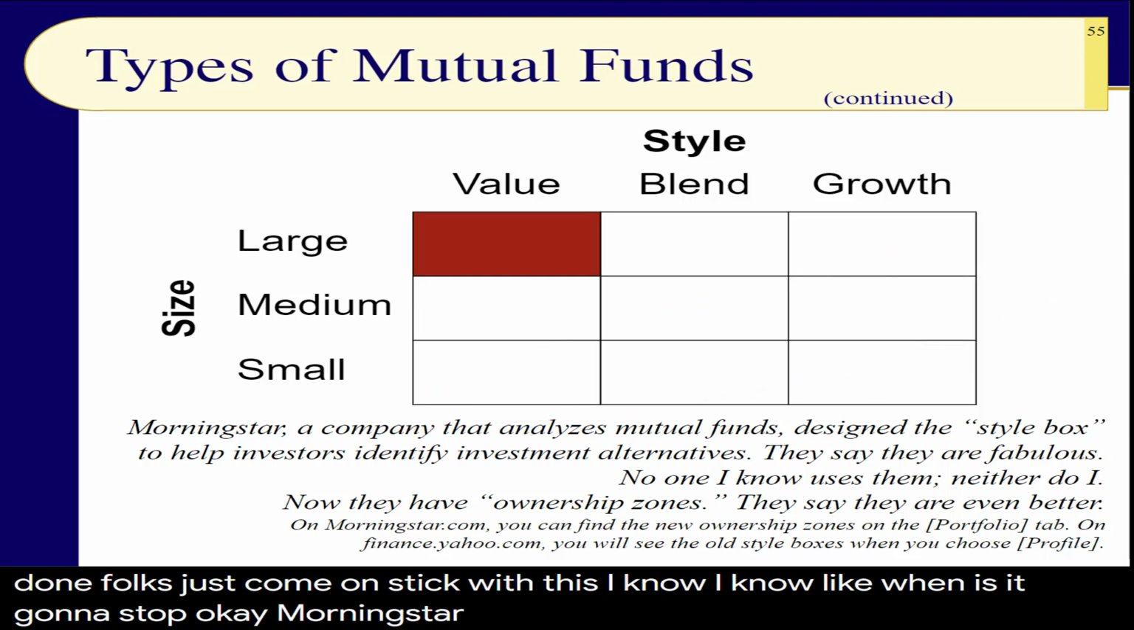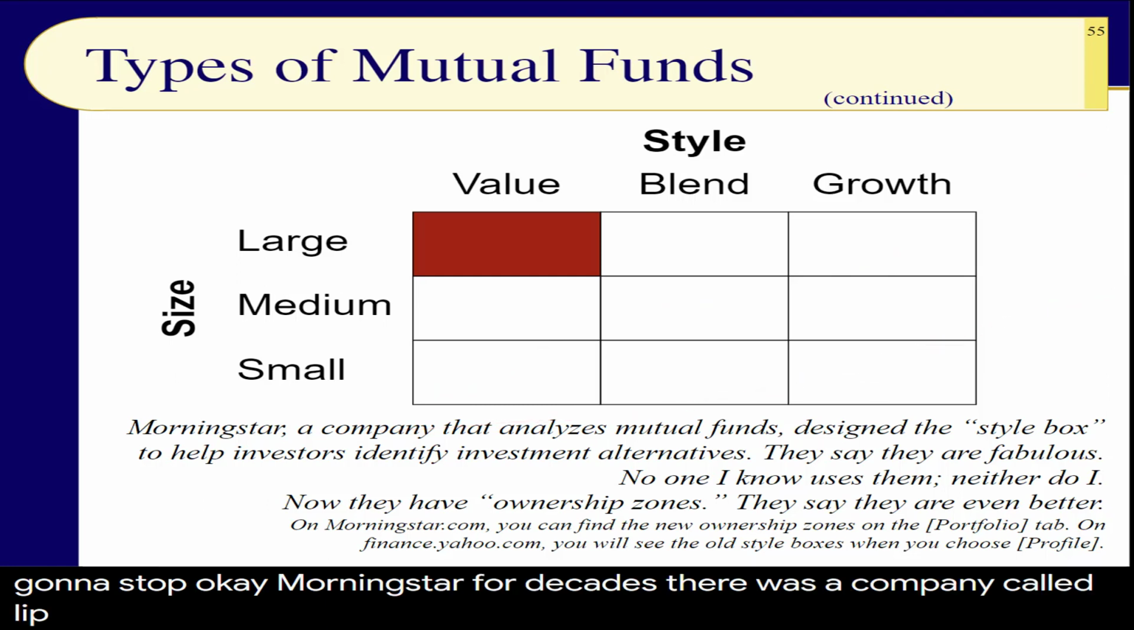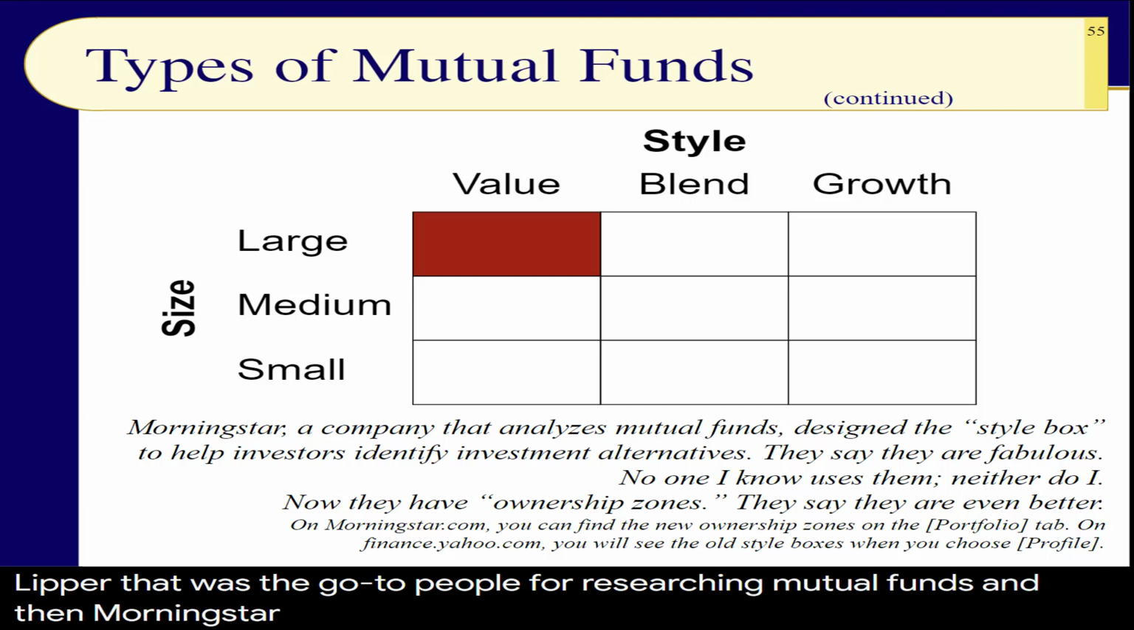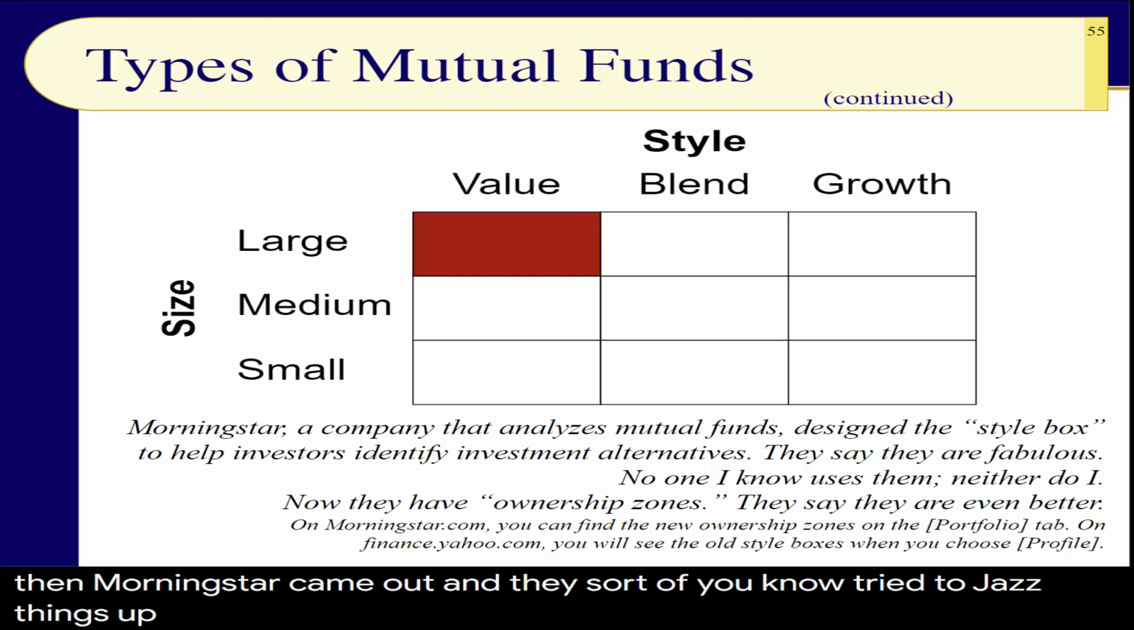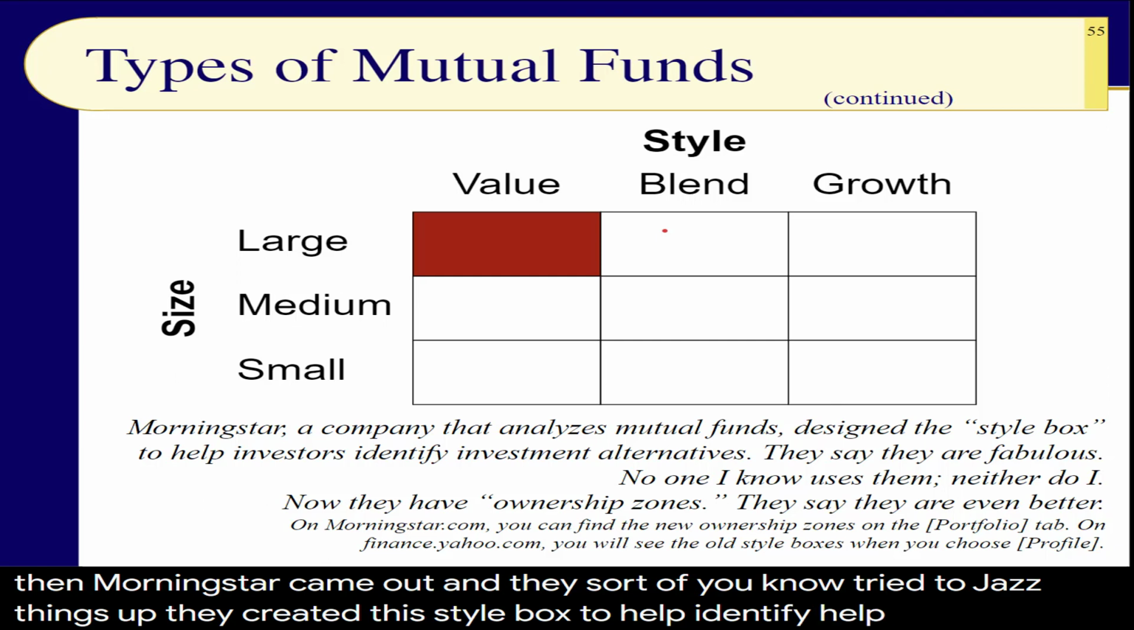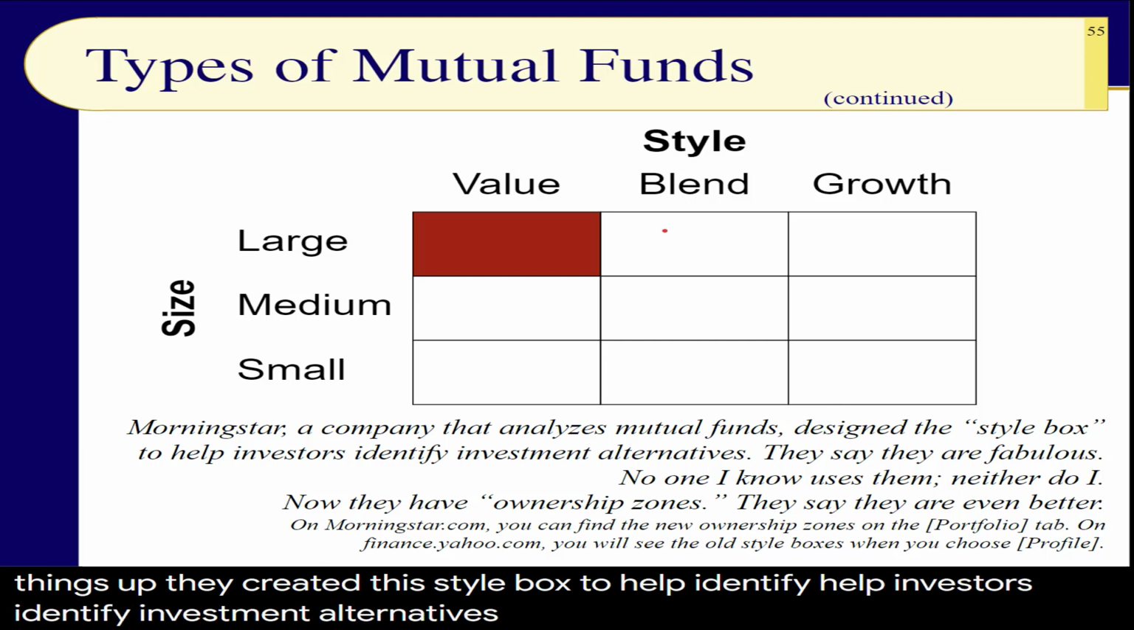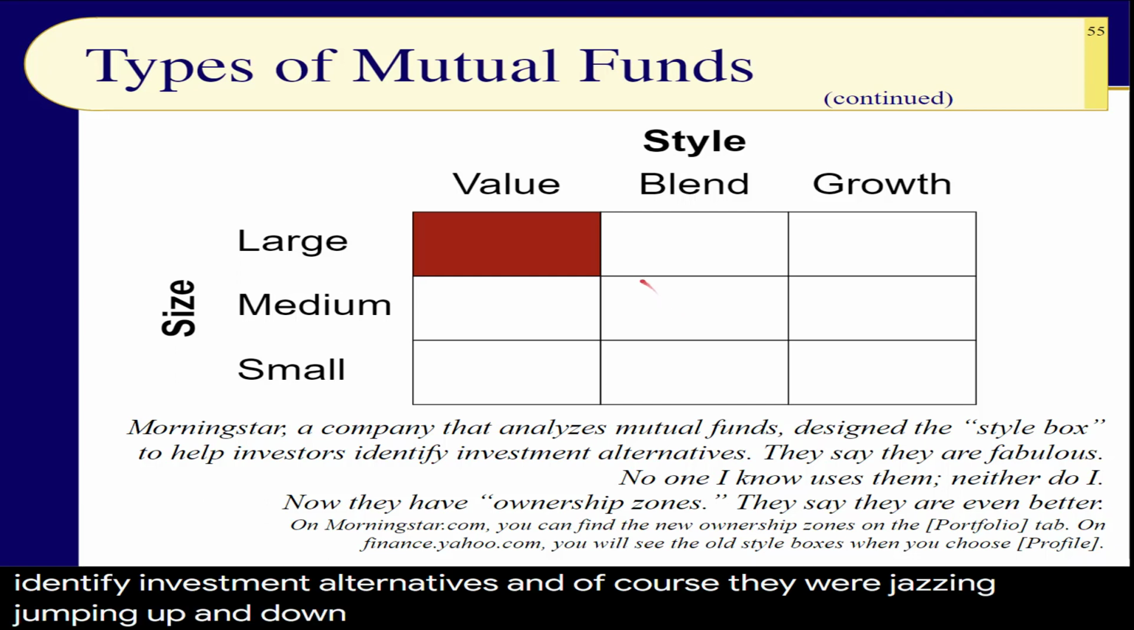Morningstar. For decades, there was a company called Lipper that was the go-to people for researching mutual funds. And then Morningstar came out, and they tried to jazz things up. They created this style box to help investors identify investment alternatives. And of course, they were jumping up and down, saying how wonderful these things are. And so notice what they did.